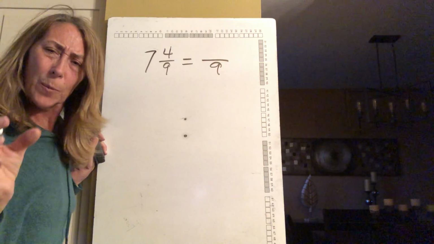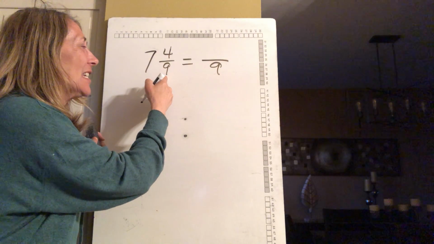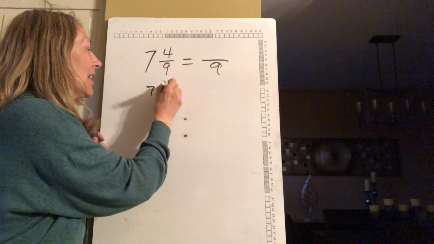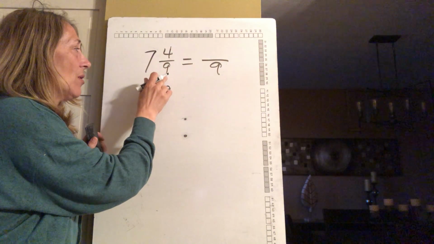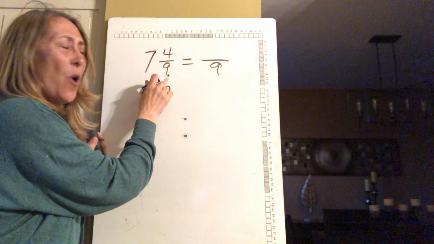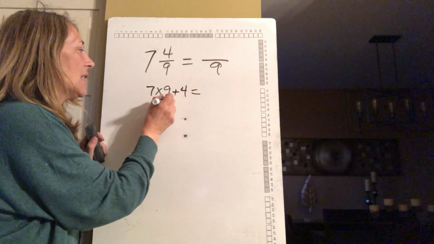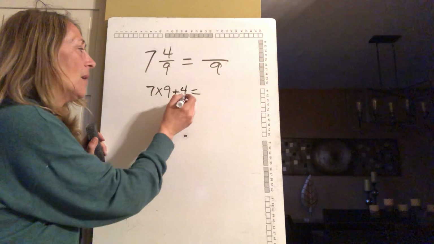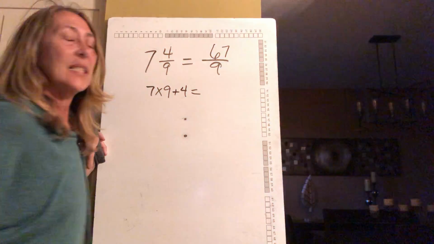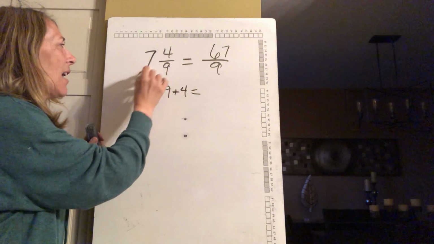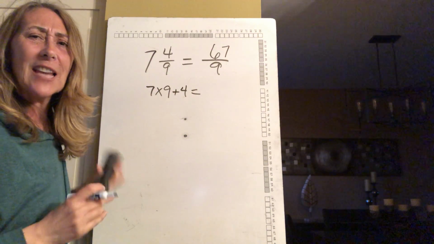7 groups of 9. Groups of means we're dividing. So it means 7 times 9, because that would be 7 wholes, and there are 9 pieces to make a whole. So 7 times 9 plus my 4 I have there. 7 times 9 are 63, plus 4 are 67 ninths. So 7 4/9 are equivalent or the same as 67 ninths.